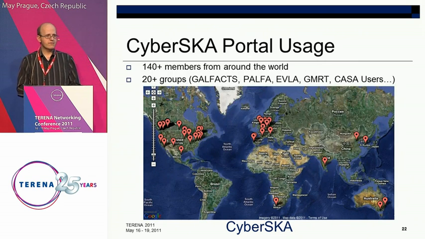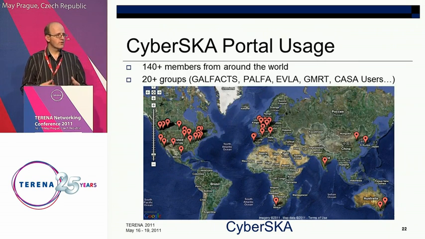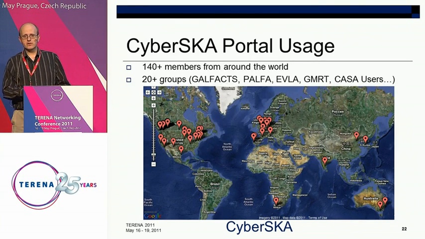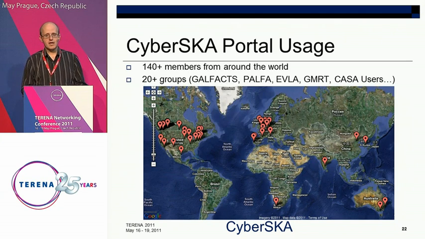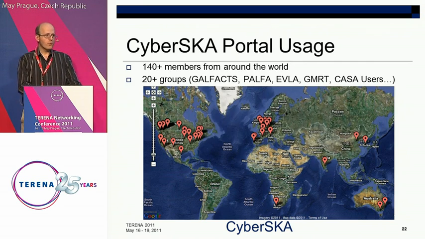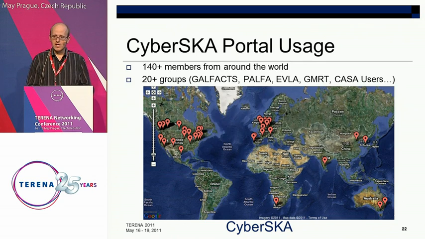And so currently we have over 140 members from around the world that are working on various SKA Pathfinder projects. In particular, we have various different groups. Groups is kind of the main collaboration feature on the site. Members can come on, establish groups, and then collaborate within those groups, form subgroups within there to work on specific projects. And so we have the Galfax, P-Alpha, EVLA, Deepfield, GMRT, different surveys associated with that. We have groups associated around different software, such as CASA, MechTrees, other different software that people use, to discuss and make use of that software, or other different groups based on just different collaborations that are taking place.